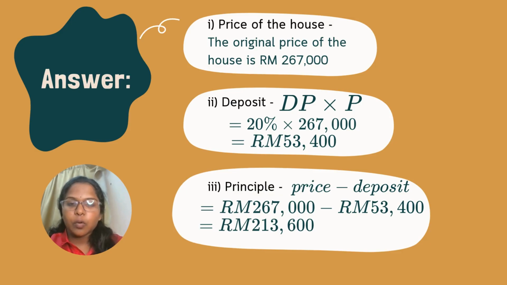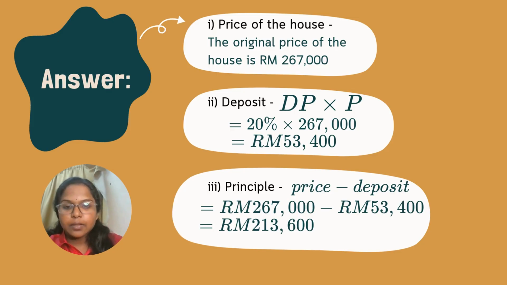For answer Roman 1, the price of the house is 267,000. For Roman 2, the deposit, or down payment, must be multiplied with the price. So 20 percent times 267,000. So the answer is 53,400.